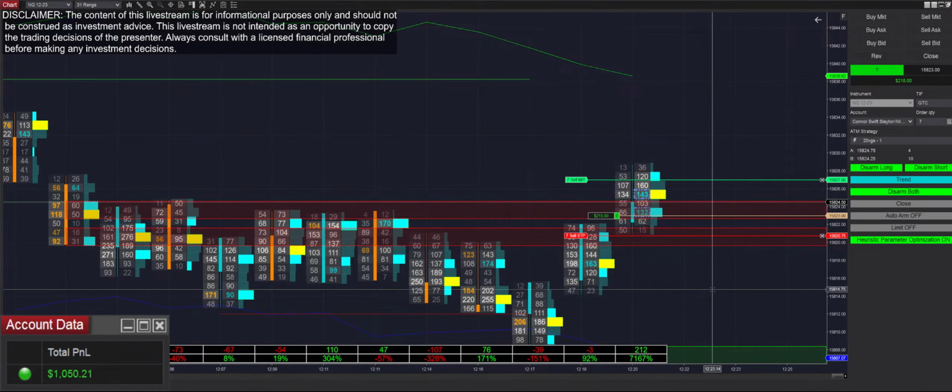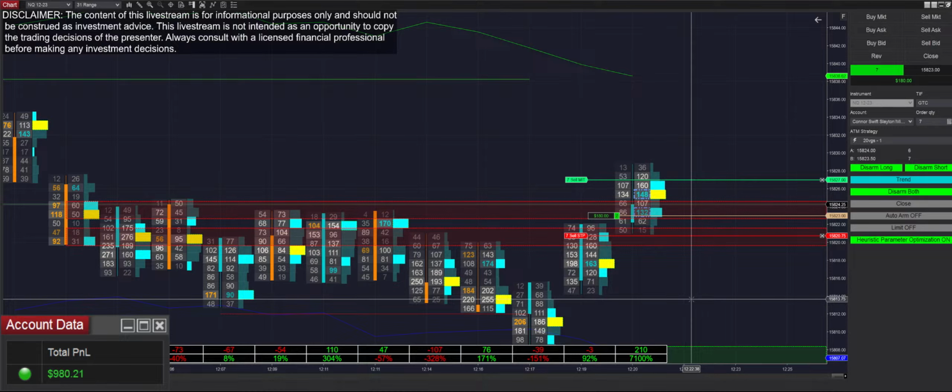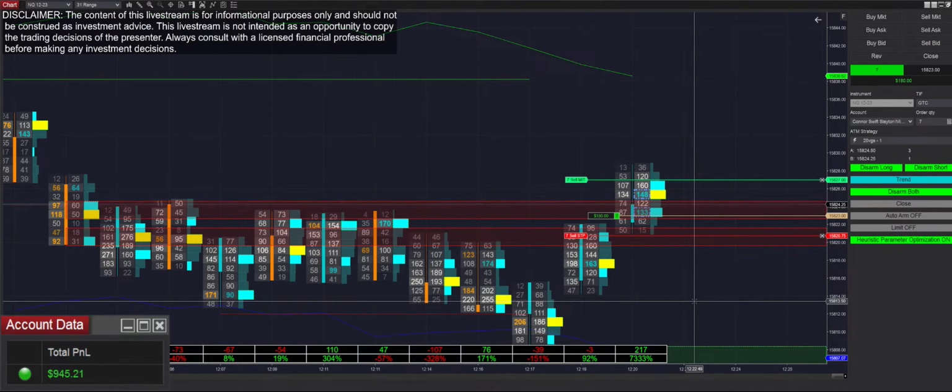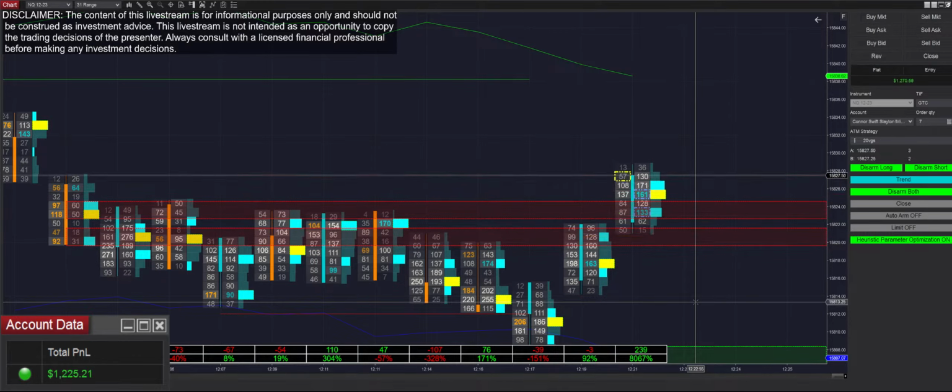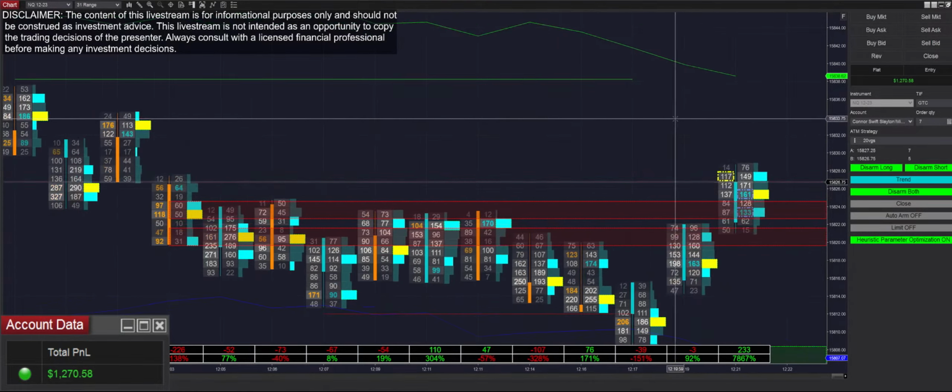Just got filled long here. If we get stopped out, we're going to switch back into regression. There we go. It's a third win for the day, up to 1270.58.